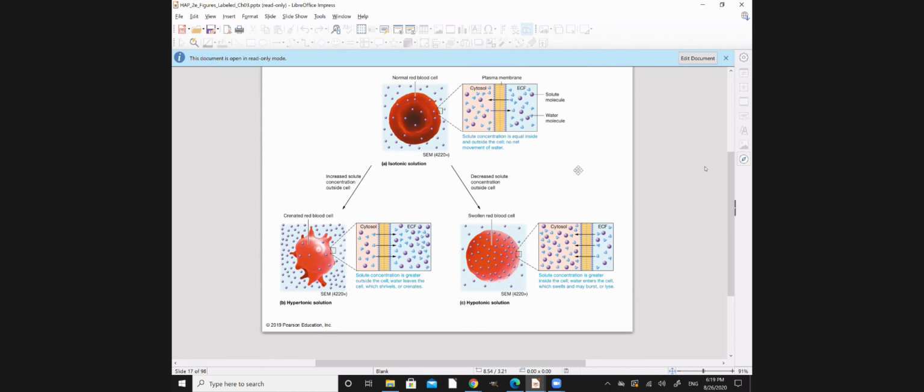Do I need to repeat about the concentration? If I need to repeat, I will repeat it. Yes, please. Okay, we have 3 variations, right? The concentration could be equal on both sides of the membrane, for example, 50% and 50%. Since the concentration is equal, water will go back and forth without changing the shape of the cell. Nothing happens.